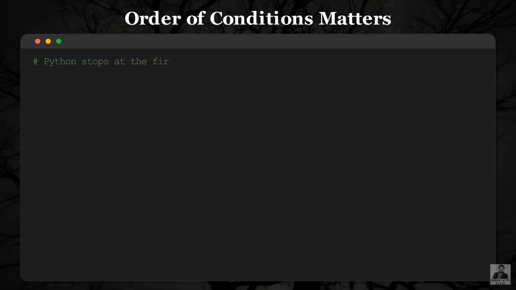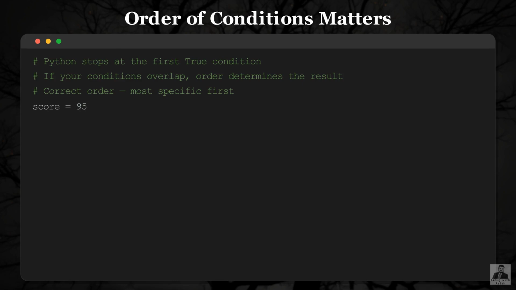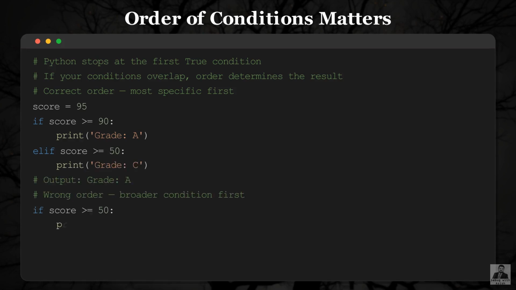The order of your conditions matters. Python evaluates them from top to bottom and stops at the first one that is true. If you place a broad condition before a specific one, the broad one will always win. Here, score is 95. In the correct version, we check 90 or above first and get grade A. In the wrong version, we check 50 or above first. 95 satisfies that condition, so Python prints grade C and never even reaches the 90 check. Always place your most specific conditions at the top.